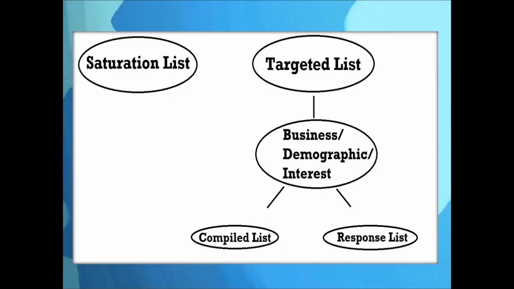Just to review what we've covered so far, a saturation mailing list covers everyone within the zip code. A targeted mailing list is more complicated, and you get to choose your own target preferences either by business, demographic, or interest. From there, you need to verify whether the list you want is just a compiled list of people or a response list consisting of active consumers.